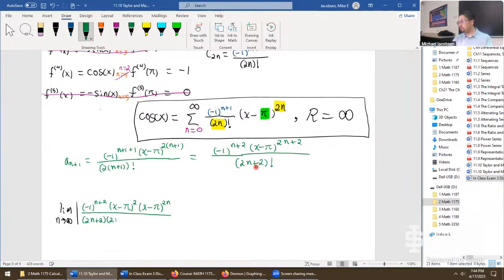Factor even further, 2n plus 1. And then at the 2n, we're done factoring. Just tie it off with the factorial. And it's the same exact expression as up here.